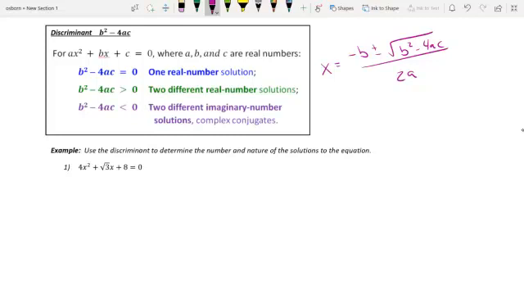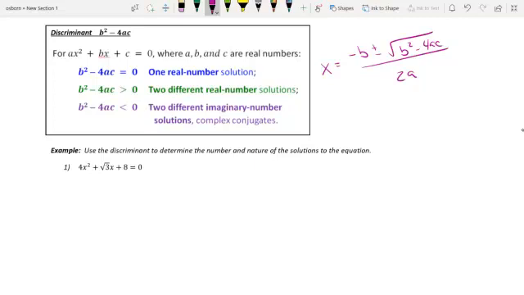So if you think about it, if b squared minus 4ac is equal to 0, then what are you left with? Then this goes away, that's just 0, and you're just left with negative b over 2a, so one real number solution, right? Now that's a little bit different. So minus 4ac.